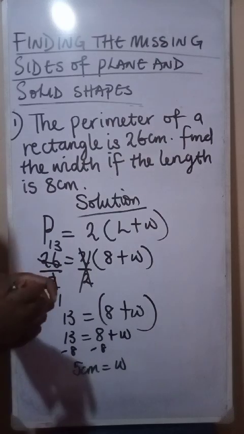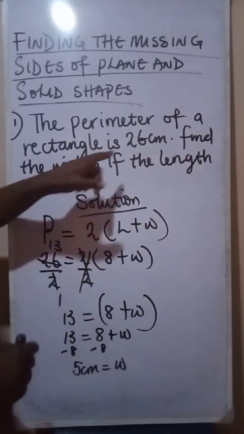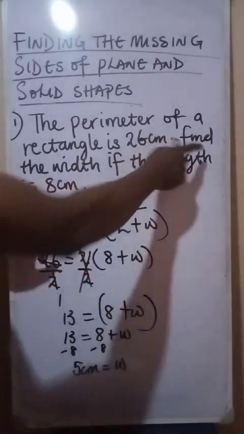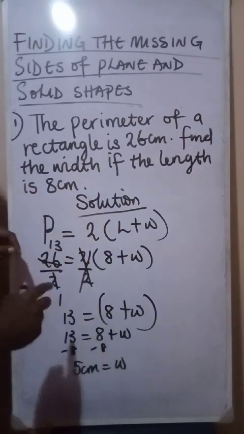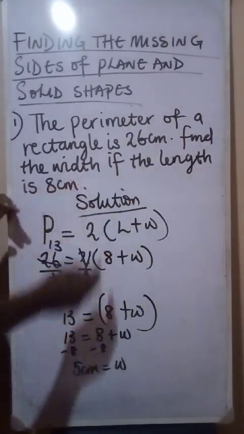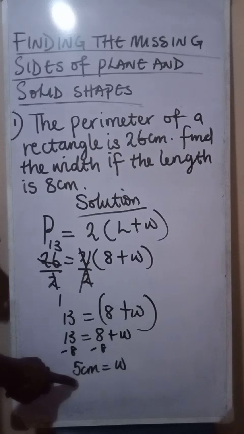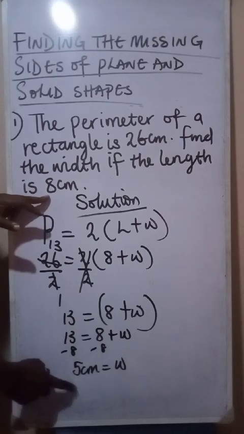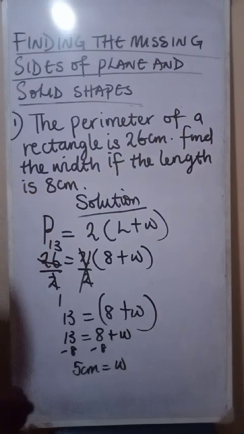Equal to what? W. Assuming they now say find the area. Let's say find the area if the length is 8 cm. All I need to do is, now that I have the width, I can find the area. That is length times width. That is 8 times 5. 8 times 5 will give me what? 40. Thank you.